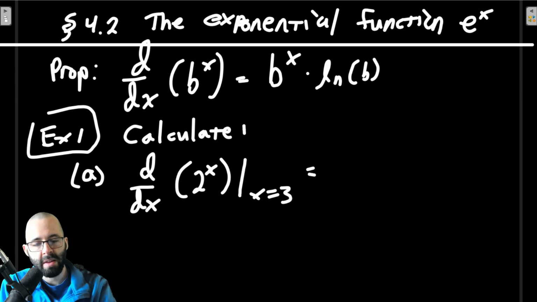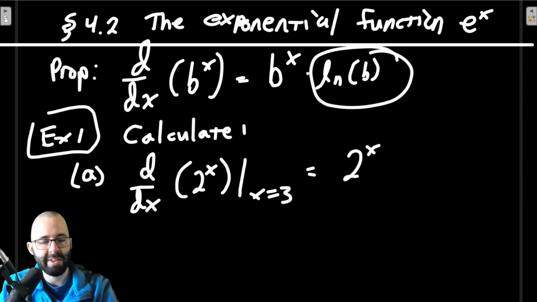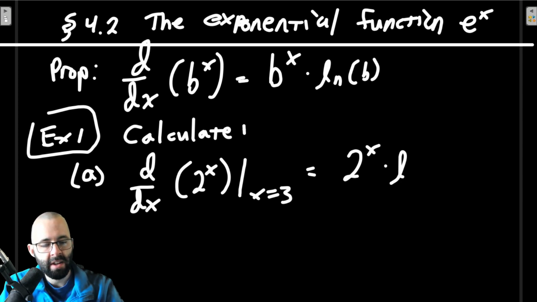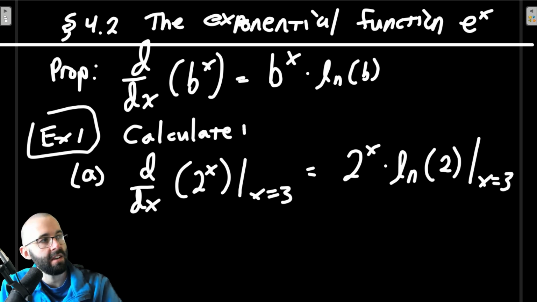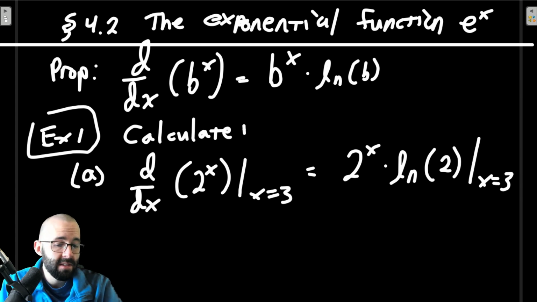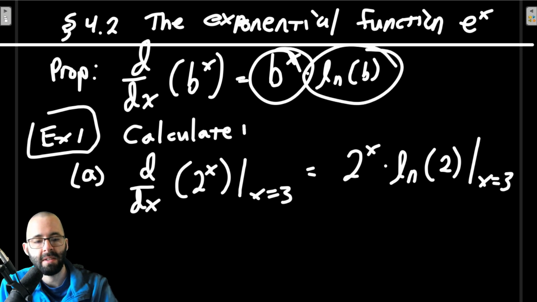So we're going to use this property that we talked about just up here. The derivative is going to be itself, 2 to the x. But then we have some other stuff, just some number. The natural log of b, where b is the base. It'll be 2 to the x times the natural log of 2. And again, we're still plugging in 3 at the very end here. But we're almost done. This is the derivative. We just used the property. The derivative of an exponential function is itself times the natural log of the base.